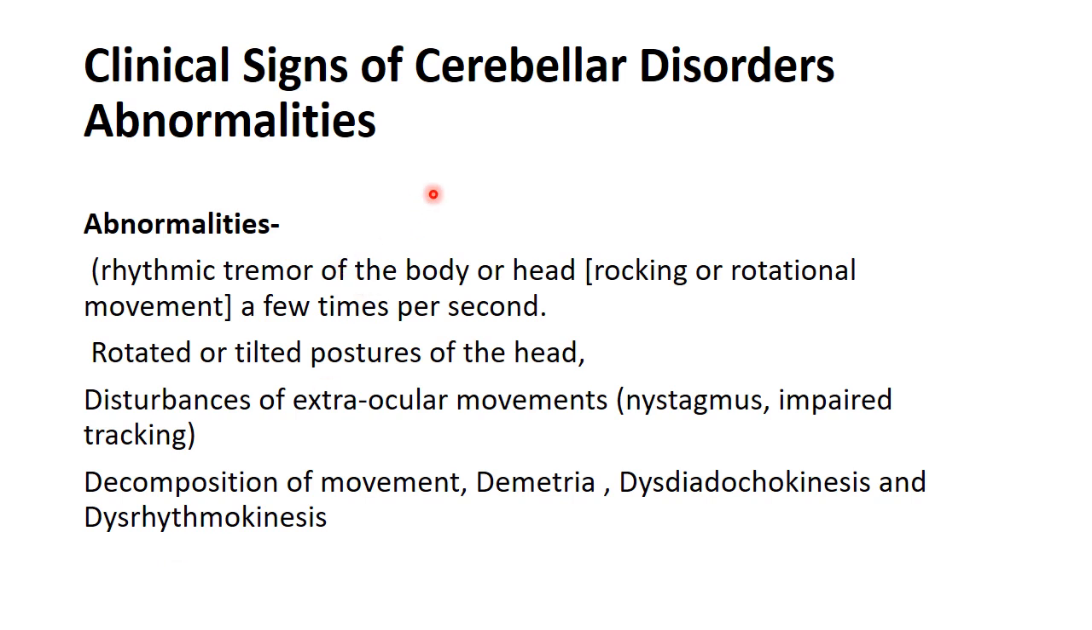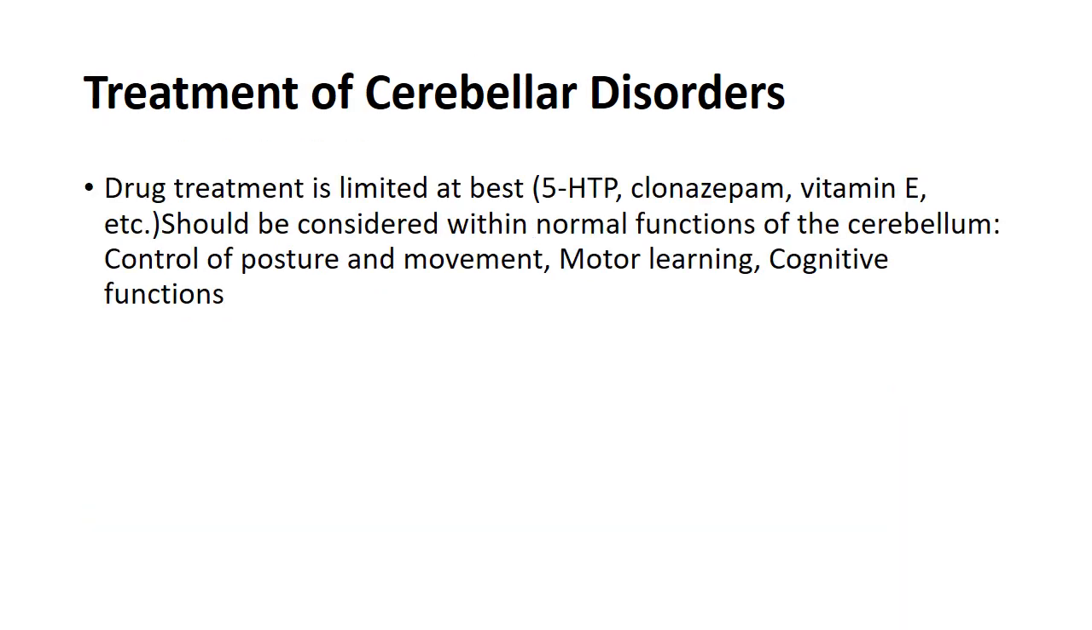So the clinical signs we can elicit in cerebellar disorder: rhythmic tremor, rocking or rotational movements a few times per second, disturbances of extraocular movements, nystagmus, impaired tracking, decomposition of the movements, like dysmetria, dysdiadochokinesia, dysarthromokinesis. And the best treatment we know of till now is 5-HTP, clonazepam, vitamin E. Besides that, there is symptomatic physiotherapeutic improvement.